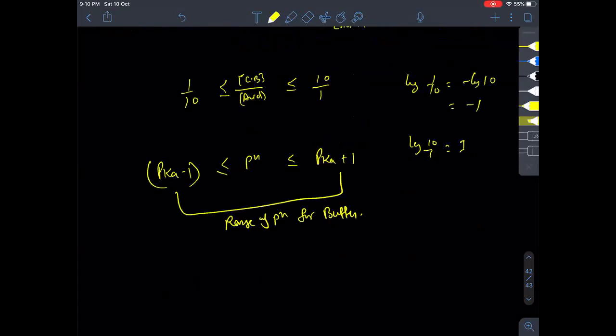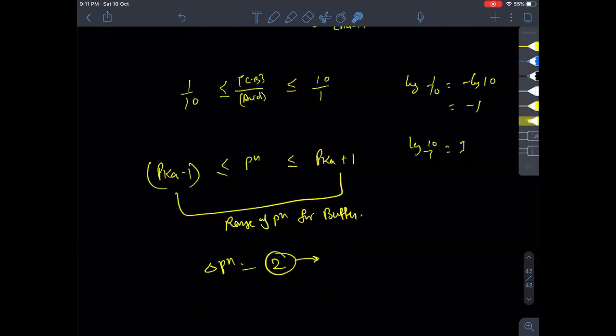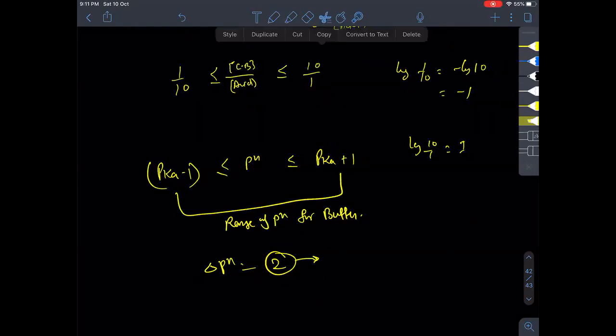Now if you take the difference, then it will be simply 2. So it means buffer will show its properties within this range of pH only, not beyond that. So 2 units is the range basically for the buffer solution. That's how we are supposed to look into it. Right?